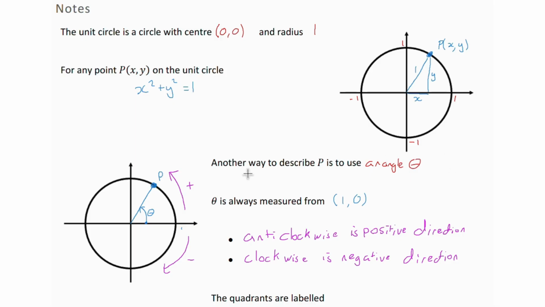Finally, we have to name, or we don't have to, but it's useful to be able to name each of the bits of this graph. We split it into the 4 quadrants. And we label those quadrants as we reach them in the positive direction. So this one is quadrant 1, this one is quadrant 2, this one is quadrant 3, and finally, this one is quadrant 4.